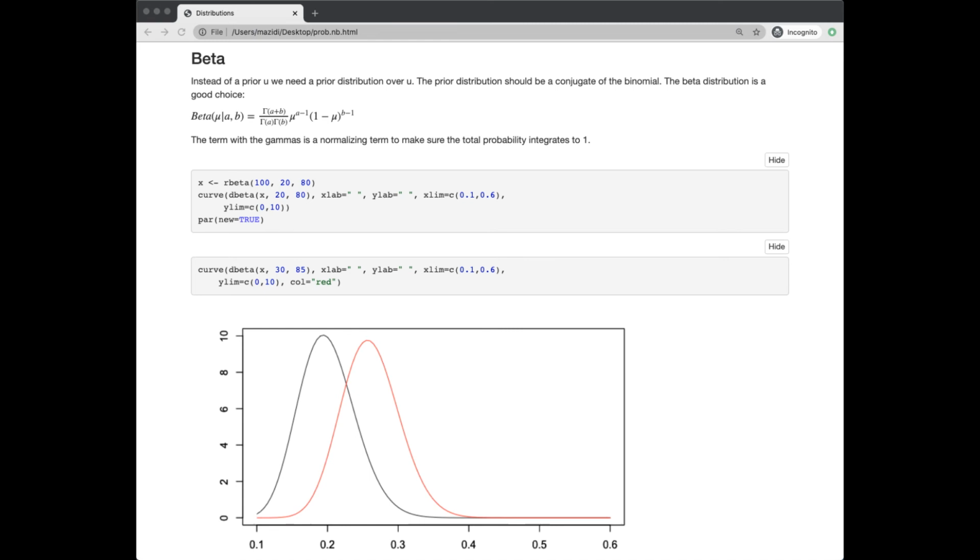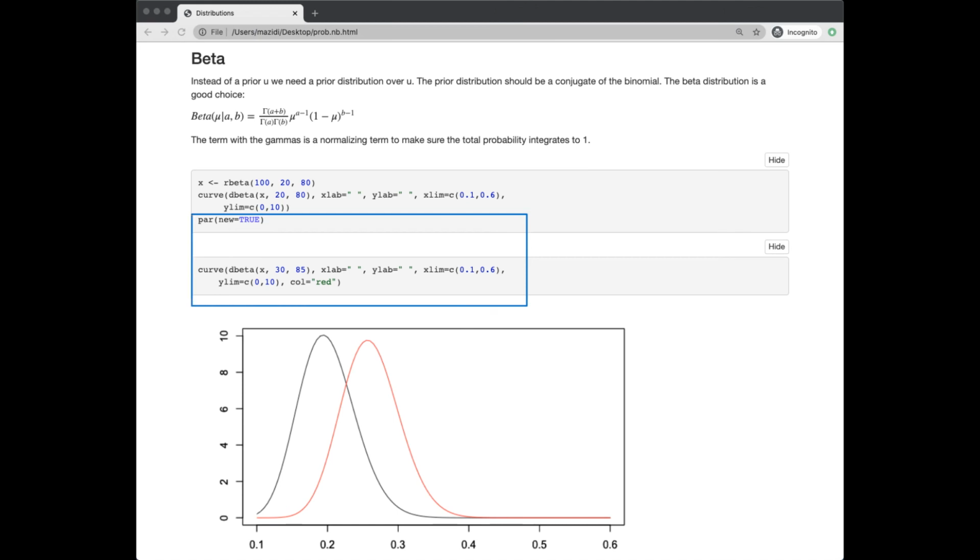Instead of a prior mu, we really need a prior distribution over mu. We want this prior distribution to be a conjugate, a family member, of our binomial distribution. The beta distribution is a good choice. The first term with the gammas serves as a normalizing constant to make sure the total probability integrates to 1. Let's look at the beta distribution for example in R. We use the R beta function to create 100 random beta samples with shape parameters 20 and 80. Then we plot this curve as the black line.